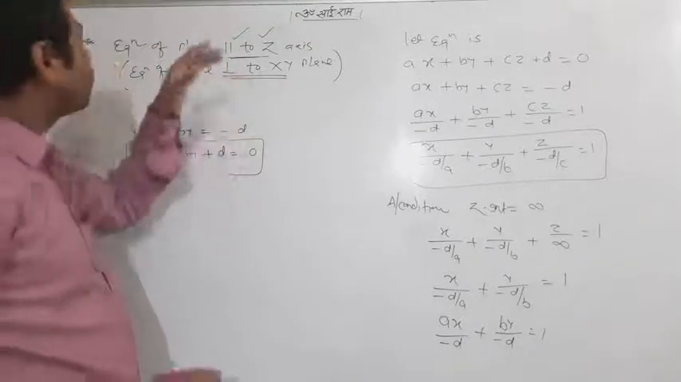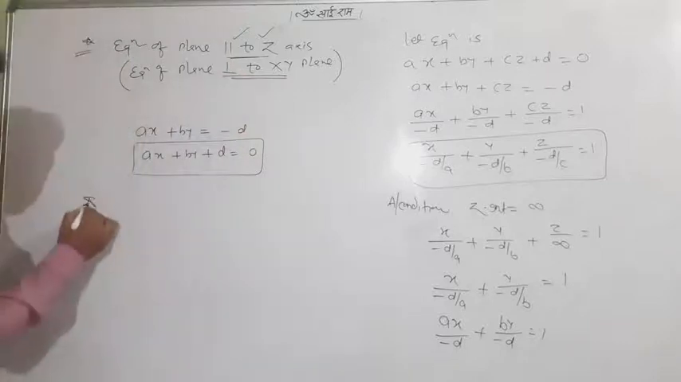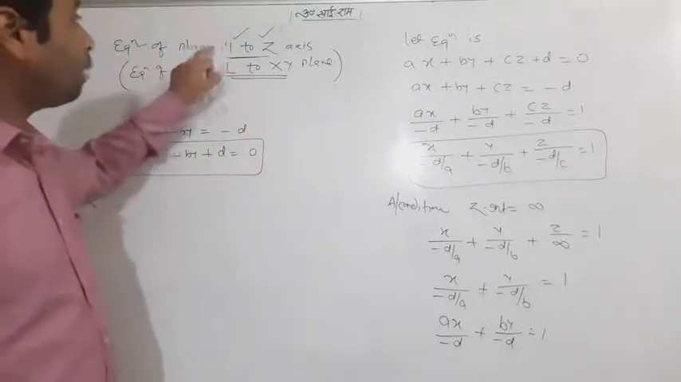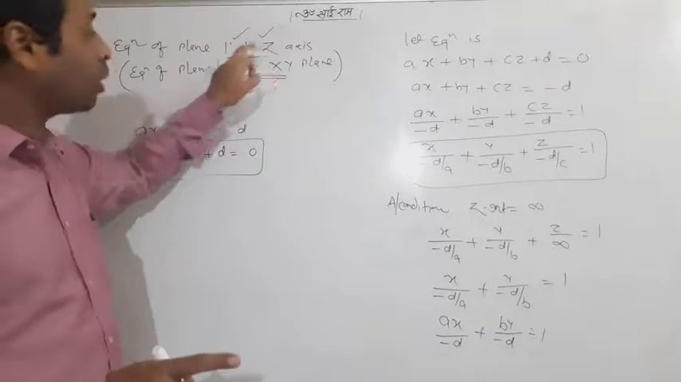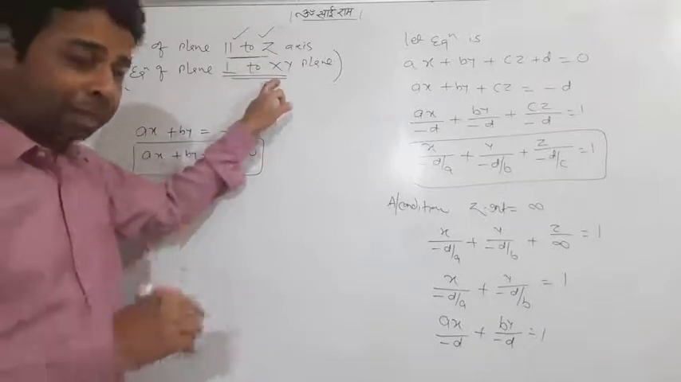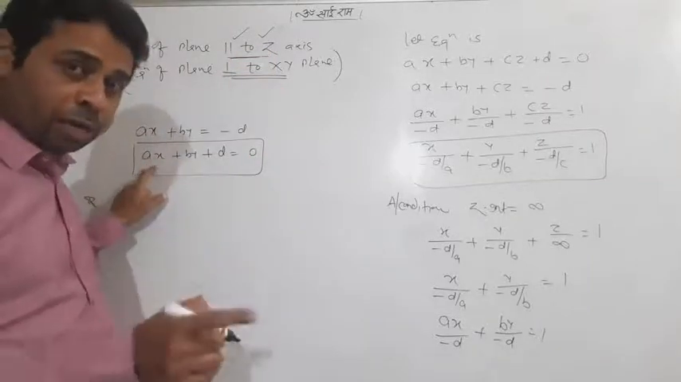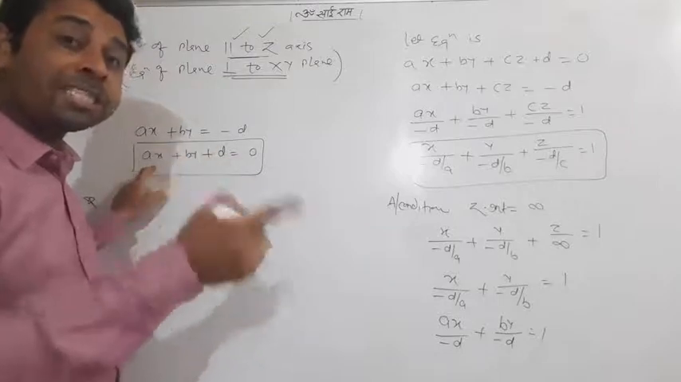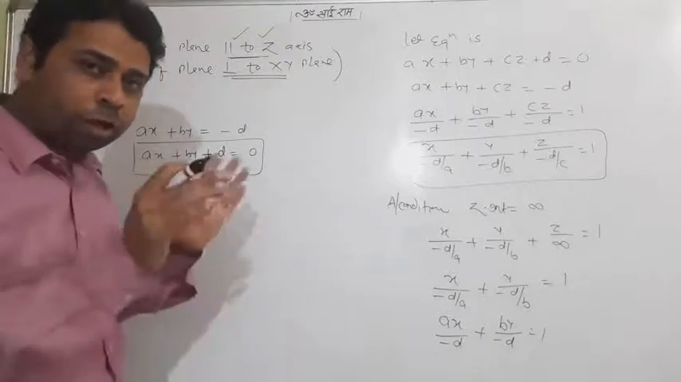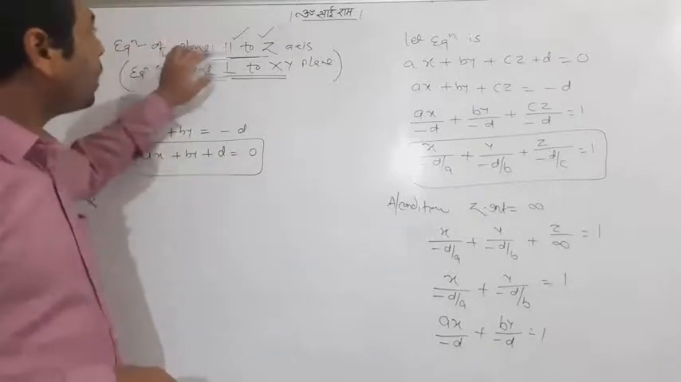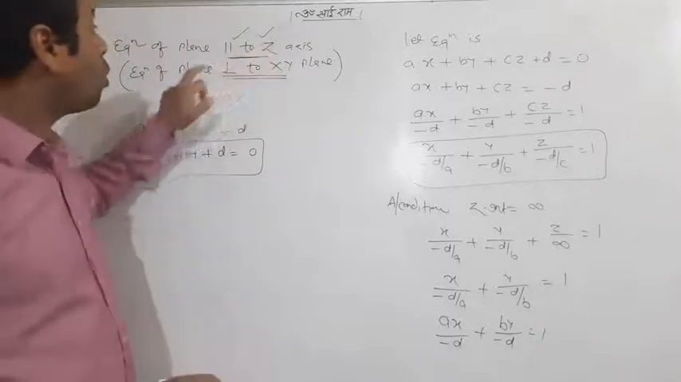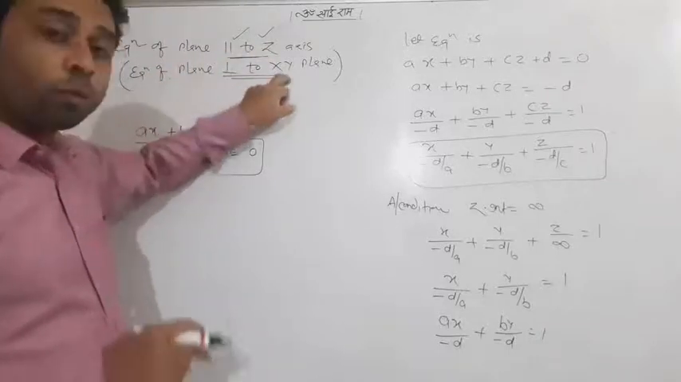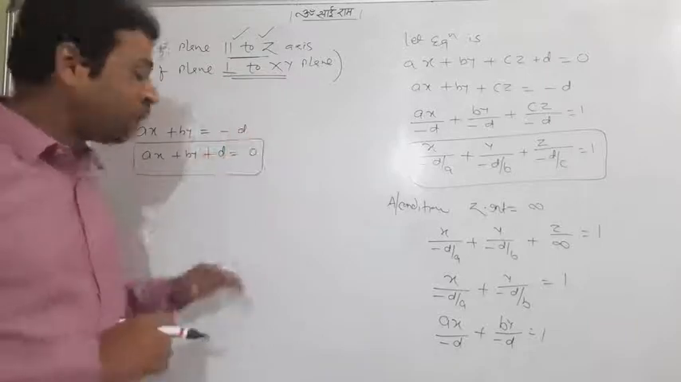Now, can you read one more thing by yourself? The equation of a plane parallel to the y-axis or perpendicular to the xz plane: y will be removed, so ax plus cz plus d equals 0. Y will not be there. The equation of a plane parallel to the x-axis or perpendicular to the yz plane: then x will definitely not be there.